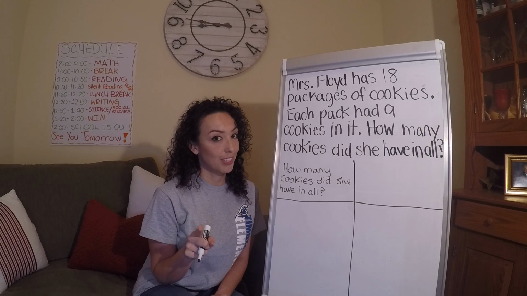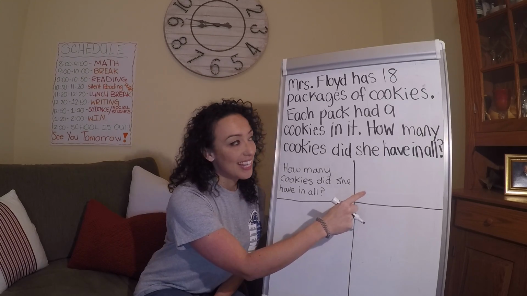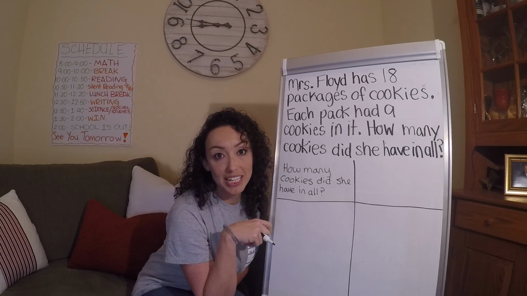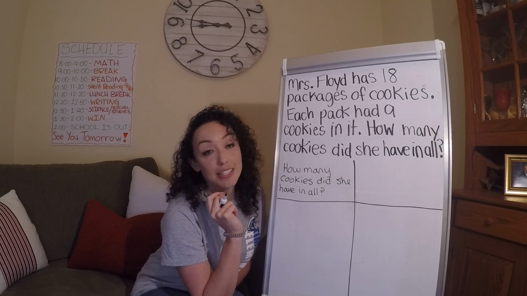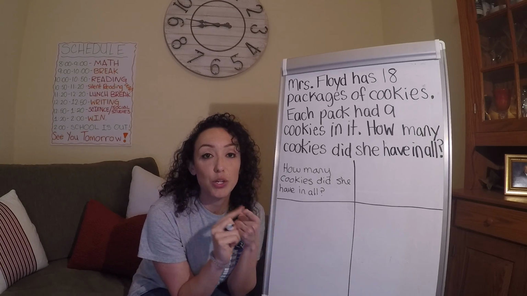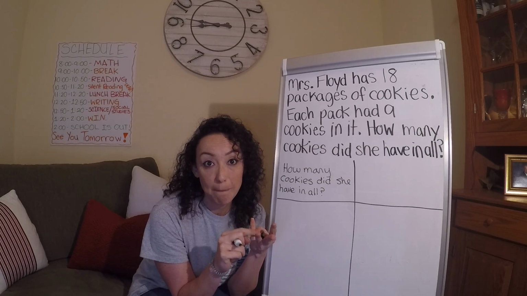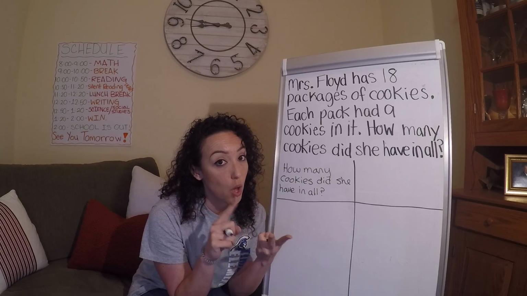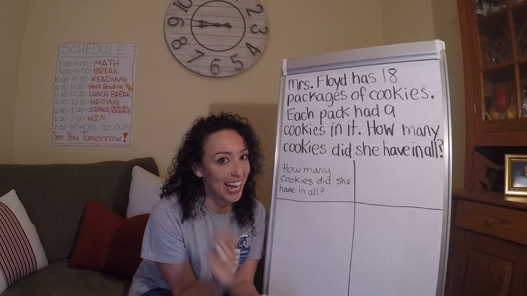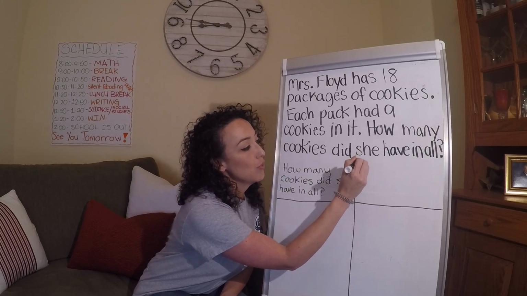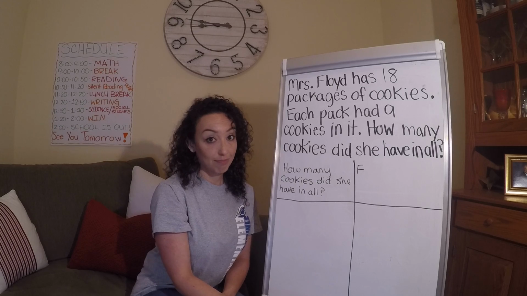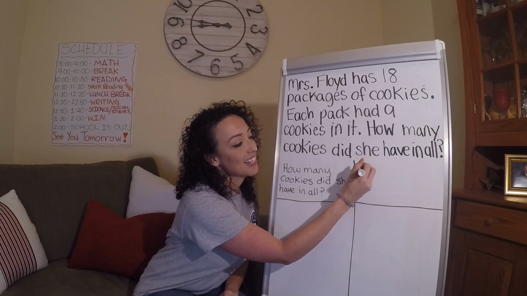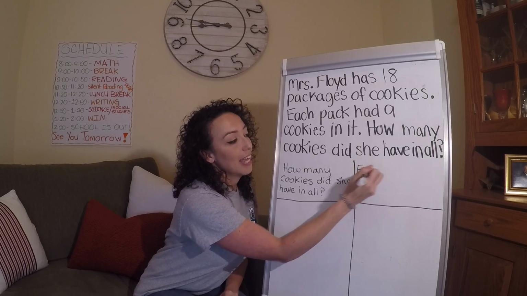Check. Okay, now to move on to the math clues. This is where it starts to get a little tricky. So we have Mrs. Floyd and she's got packages of cookies. So in our class we say the who, what, unit, bar. Who, what, unit, bar. Okay, so who, Mrs. Floyd. So we would put an F for Floyd. Check. What? We're talking about cookies. So you should have put an F and a C.